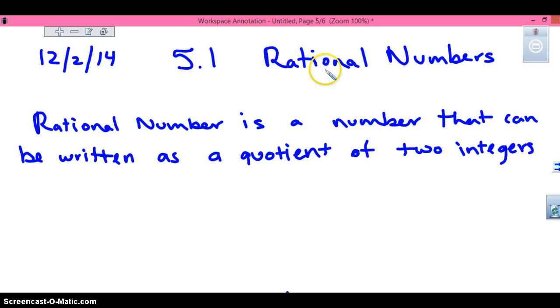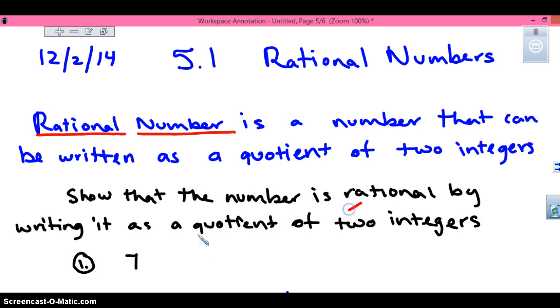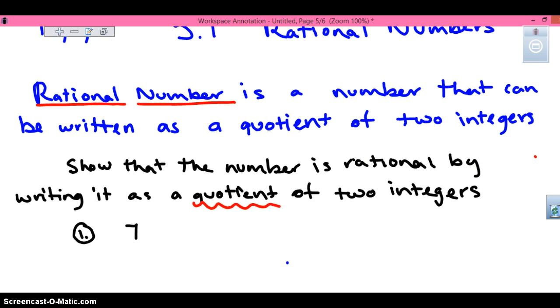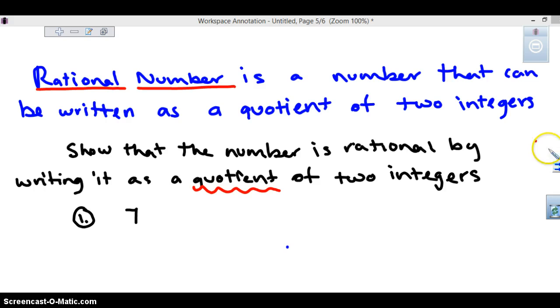Today we're talking about rational numbers. A rational number is a number that can be written as a quotient of two integers. Show that the number is rational by writing it as a quotient of two integers. What does quotient mean? The answer to a division problem.